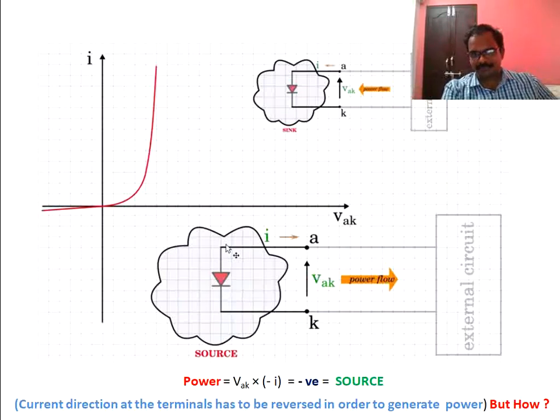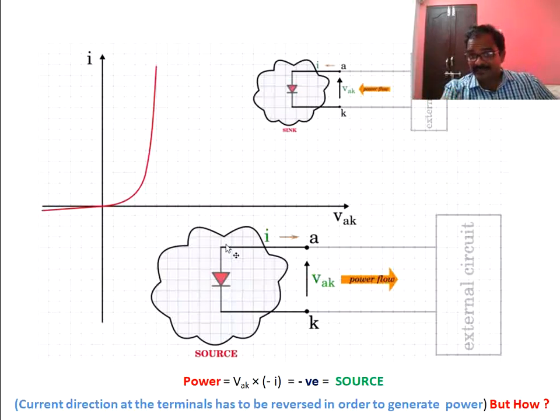Right, it's very simple. The analogy is that in order to convert the sink into a source, in order to convert the diode, which is a passive element, into a solar cell, which is an active element, I just need to reverse the current direction at the anode and cathode terminals.